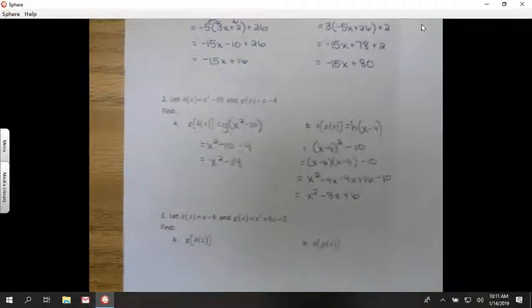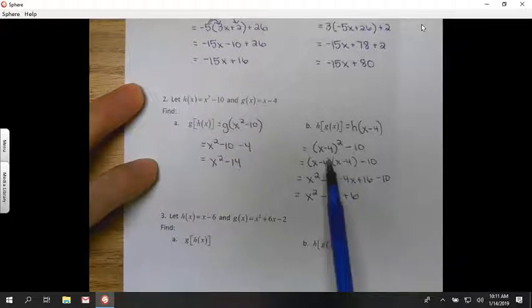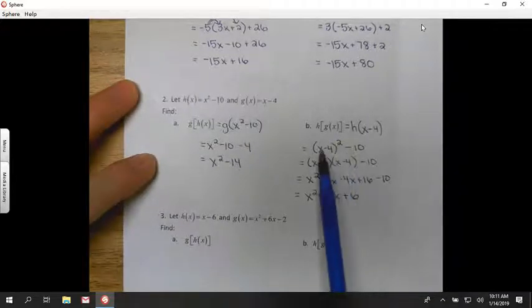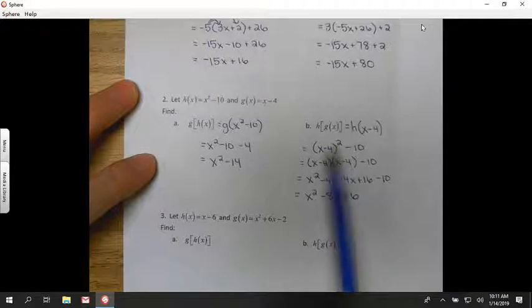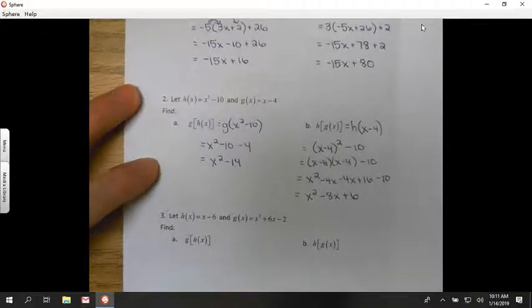Alright, so anytime there is a squared in one of your functions, you have to be careful when you're plugging things in. I can't just say that this is x squared minus 16 and distribute the squared through. It does not work like that with subtraction or addition. Okay?